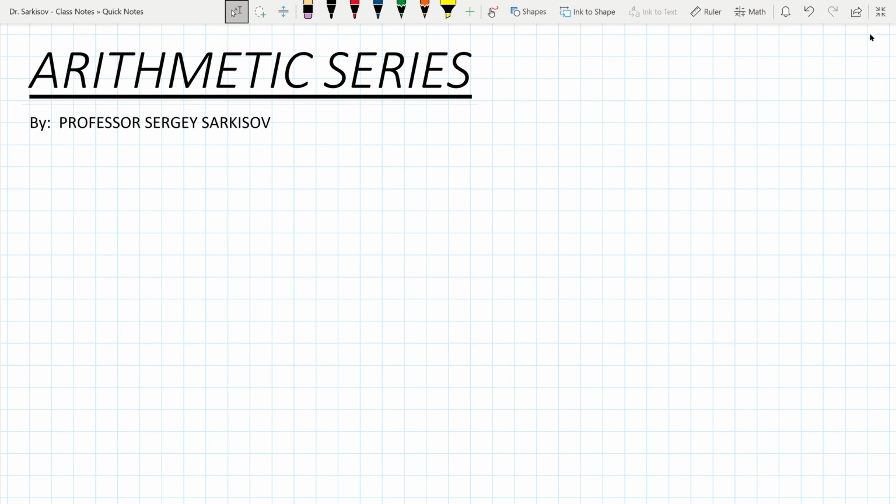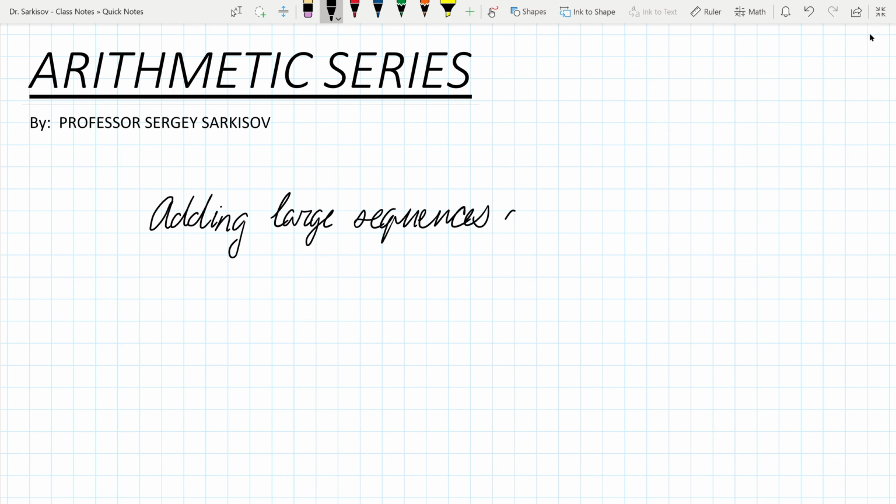In other words, we will be looking into adding large sequences of numbers. And by numbers I'm considering specifically the integers. In the set, the Zentrum set, the central set, Z, the integers.